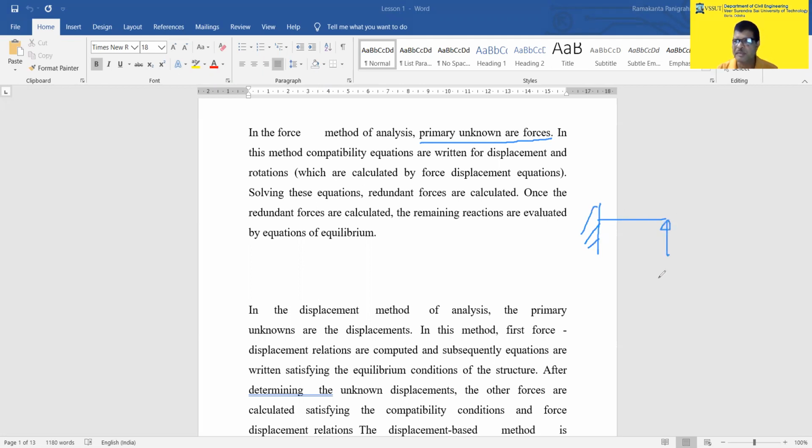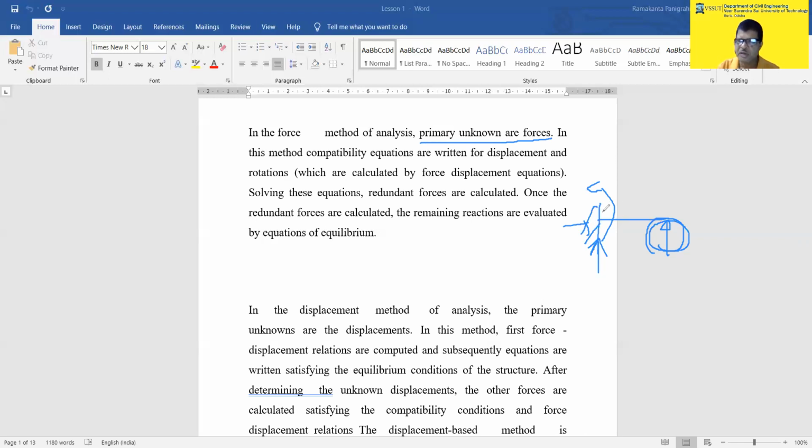Now, how can we solve this problem? Here there are three unknowns, and here is one, so four unknowns. Three of the four unknowns can be solved by the equations of equilibrium, but one unknown cannot. If by any means I can find this force, then the structure can be analyzed, because the force is known. So the primary unknown here is this force, the reaction at the prop. In this method, compatibility equations are written for displacements and rotations, as I have already discussed just before.